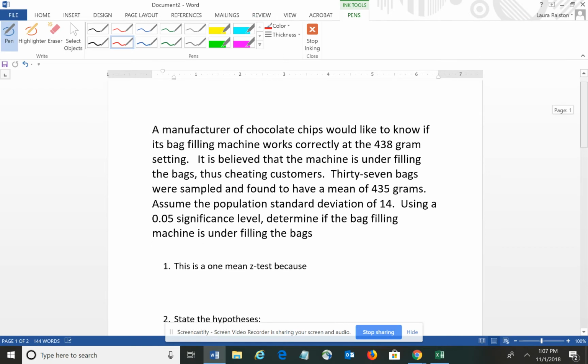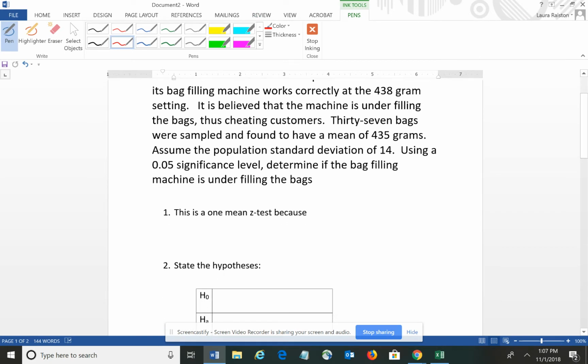And the first question we have here is, this is a one mean z-test. What makes it a one mean z-test is the fact that we know the population standard deviation. Knowing that population standard deviation is the distinguishing characteristic between whether you do a Z or a t-test. So this is a one mean z-test because the population standard deviation is known.